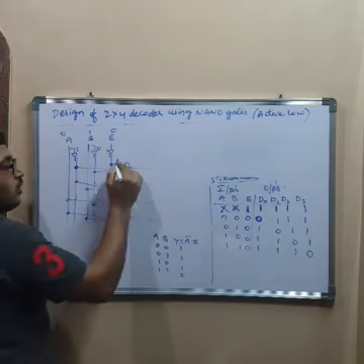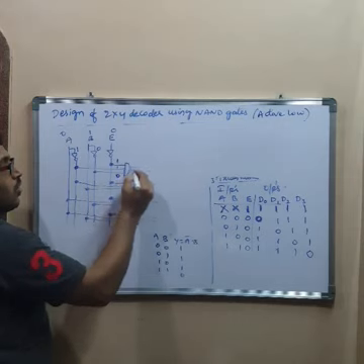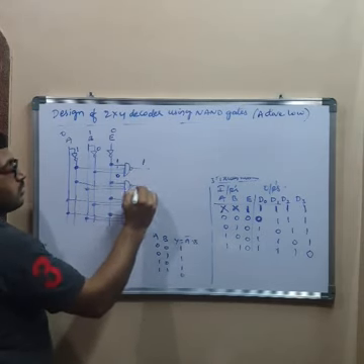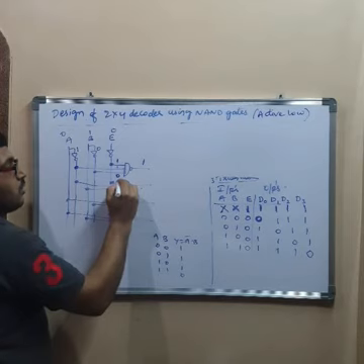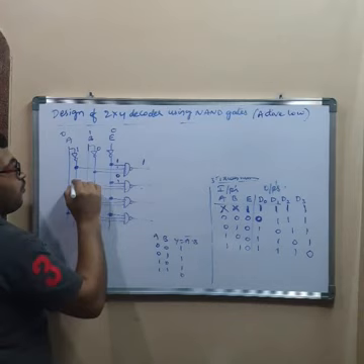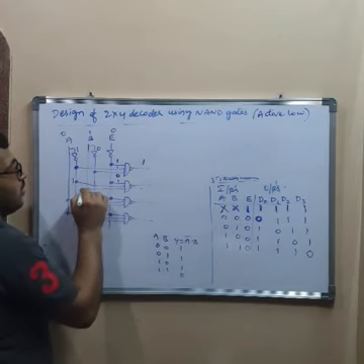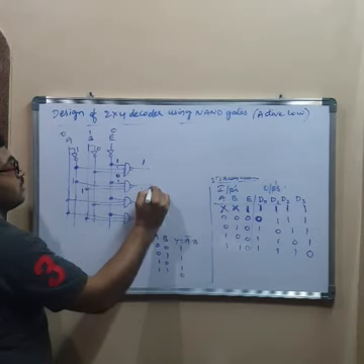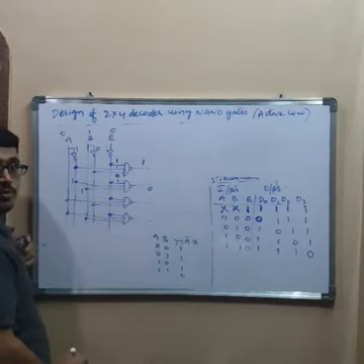See here, 0.1.1 will be 0, 0 complement will be 1. And this is 1, this will be 1, this will be 1. All ones, the output is 0.